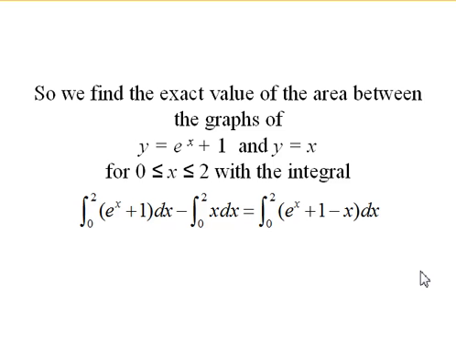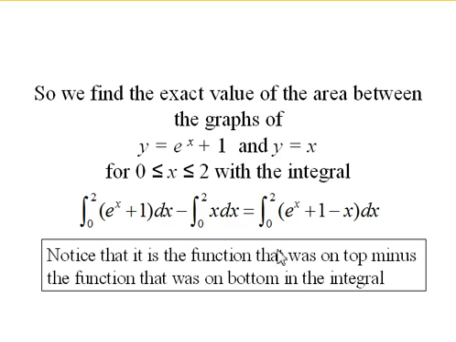Here's what that integral would look like. So from 0 to 2, we have the integral to give us the area under e to the x plus 1, and then we're going to subtract out the area under x. Well, since these two integrals have the same limit, we can rewrite them as a single integral. Notice that it's the function that was on top minus the function that was on bottom in order to find our integral. That's always going to be the case.